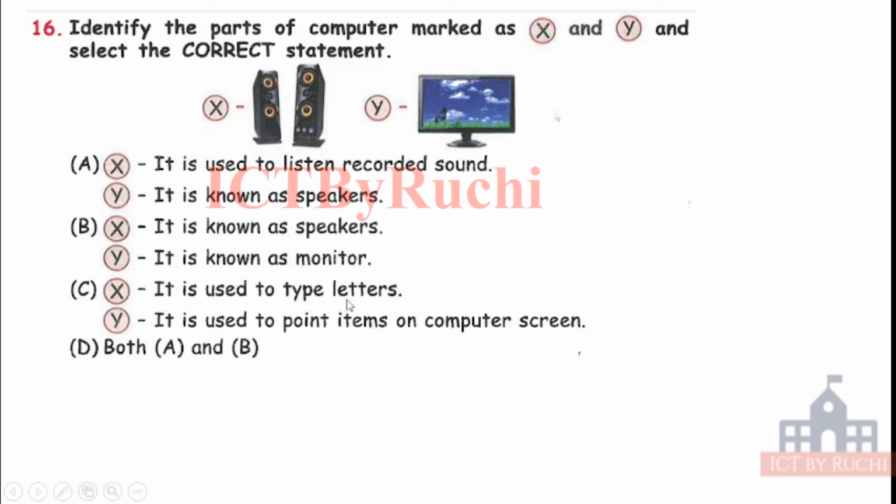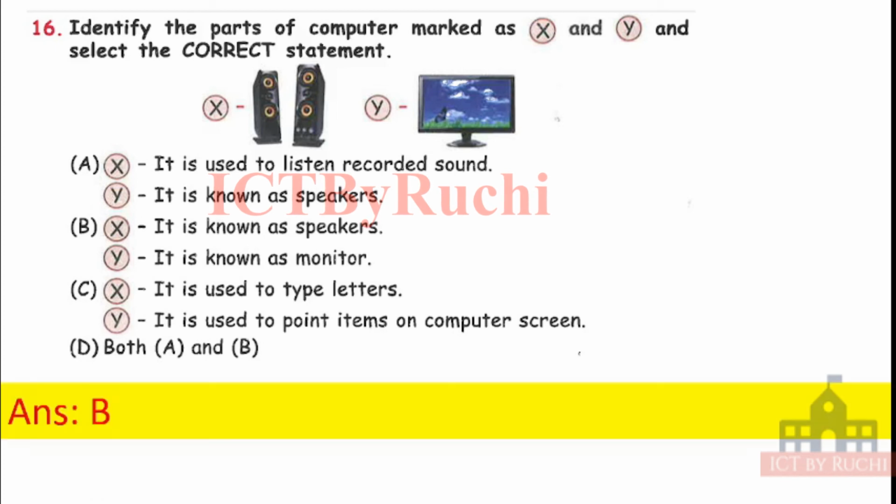C. It is used to type letter. So C is not used to type letter. So we will not read the Y part and cross the C part. D. Both A and B. As we know, A part is wrong. Y, it is not a speaker. So D part is also wrong. So which is remaining? Now tell me the answer. Answer is B. X is speaker, Y is monitor.